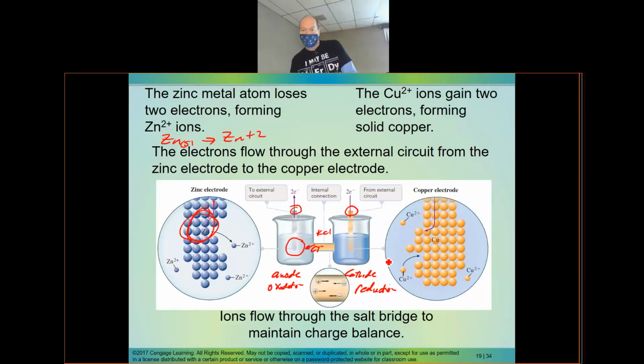Then on the cathode side, we have reduction. So what's happening here? Over here, we have the Cu plus 2, the nice blue solution, going to Cu solid. They're showing that picture here. Now your copper that's in solution is going to end up on your copper electrode as solid copper.